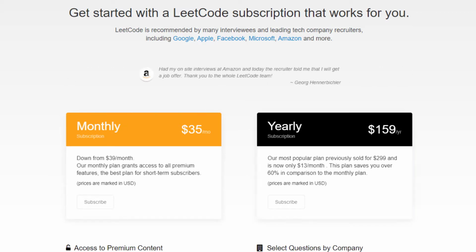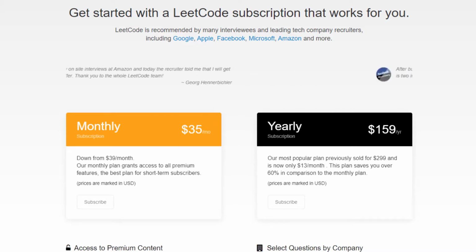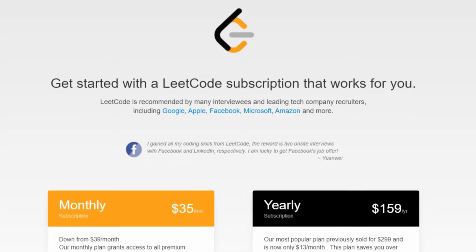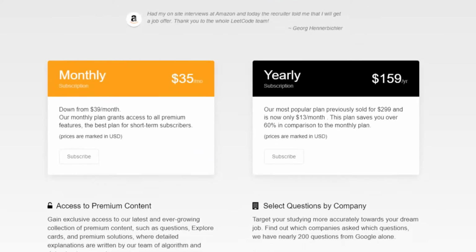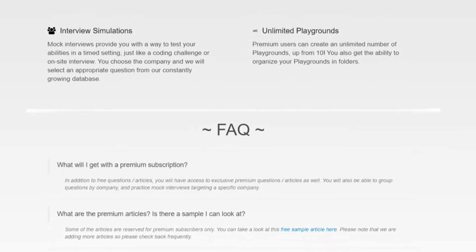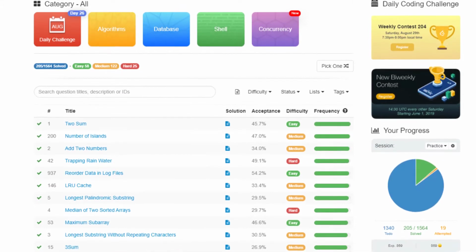So if you do the math between a monthly and yearly subscription for a full year, the monthly subscription would cost you $420 in 1 year. So doing the yearly subscription technically would save you $261. However, that does mean you have to lock in that price for the full year. So let's talk about the features that LeetCode Premium gives us.